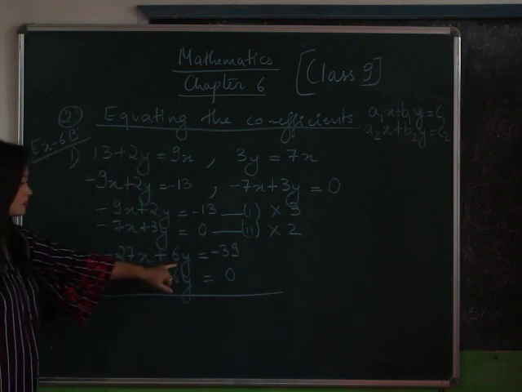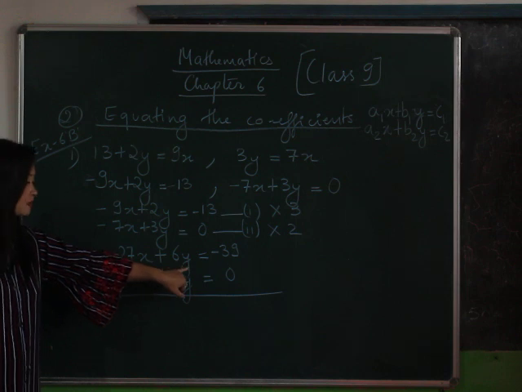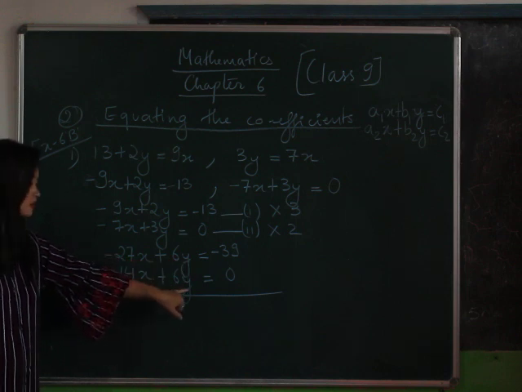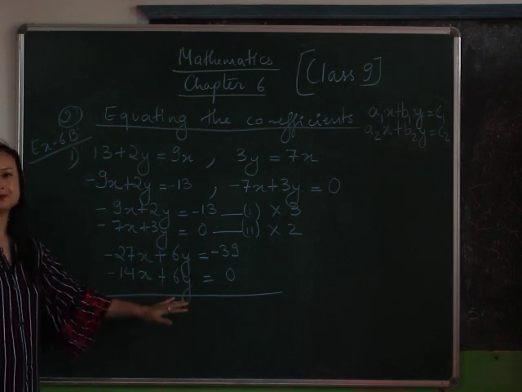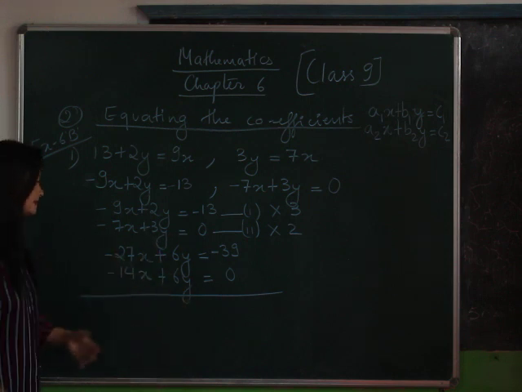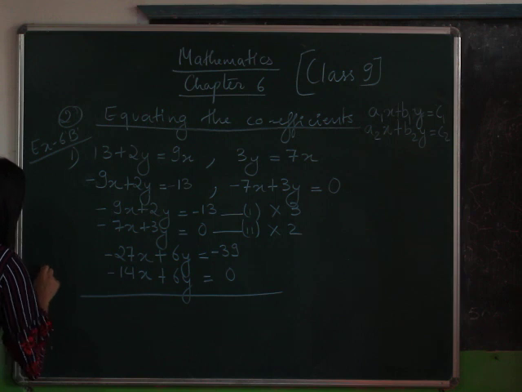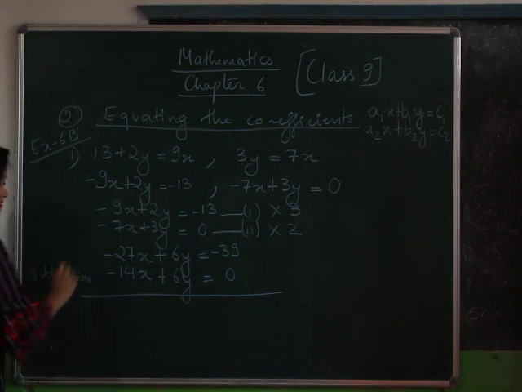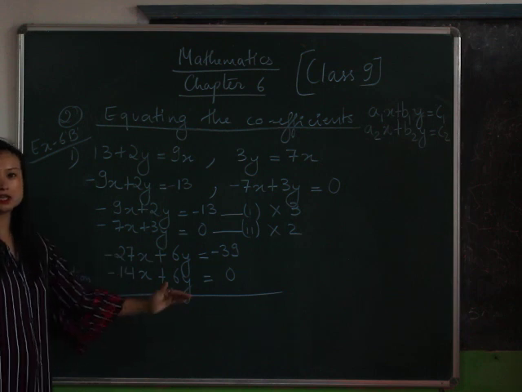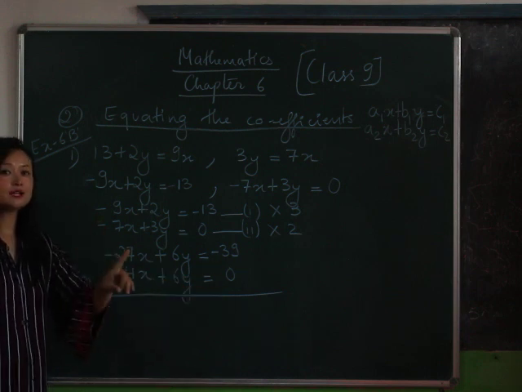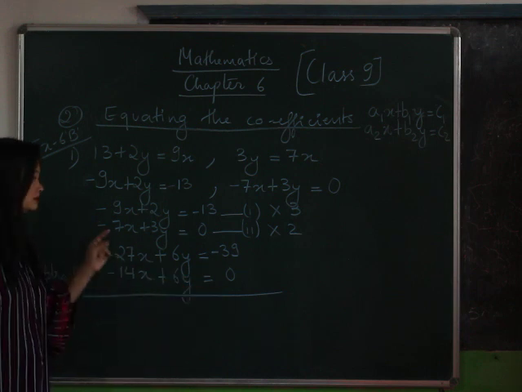Now, look at the coefficient of y. What is the coefficient of y here? 6. The coefficient of y is 6. They are the same, so now we can eliminate them. Again, how do we eliminate it? By doing subtraction. When we are doing subtraction, the signs of the second equation change. Only the second equation, not the first equation.